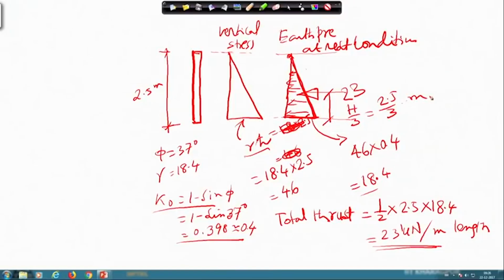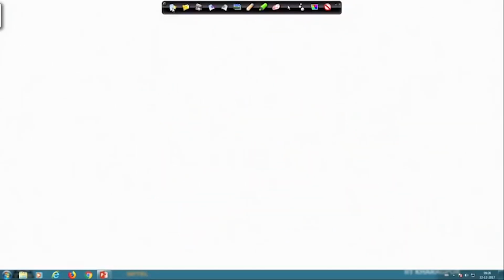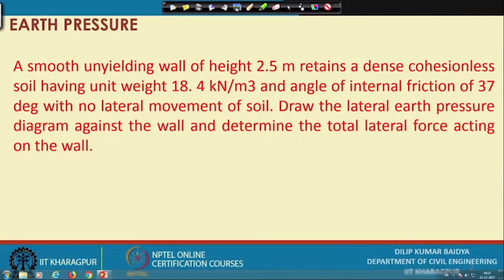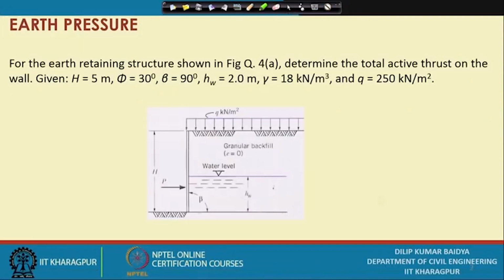Okay, so, with this let me take the second problem. The second problem will be something like this.